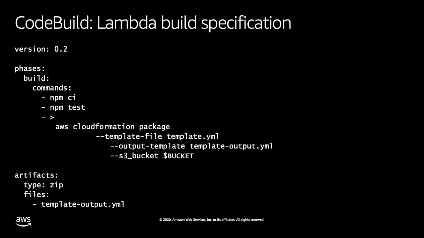So this is an example of a build spec. CodeBuild uses what's called a build spec. This is the specification for the build. It's got several phases. Build is one of those. There's an install, pre-build, I believe. There's like 5 phases.